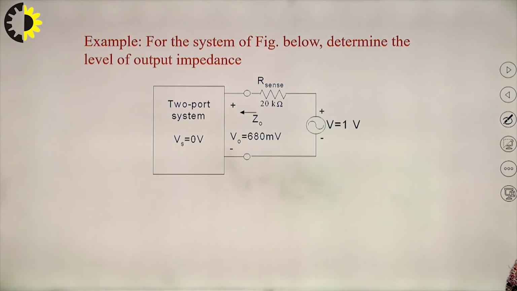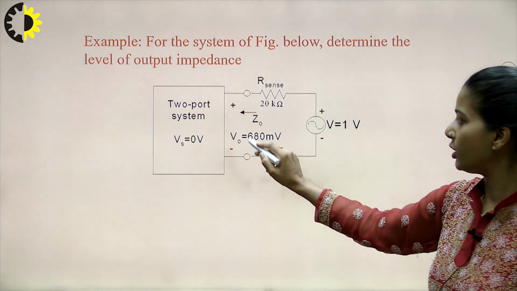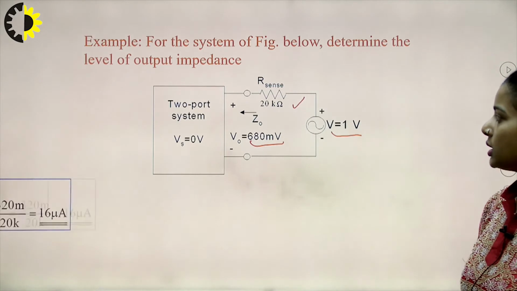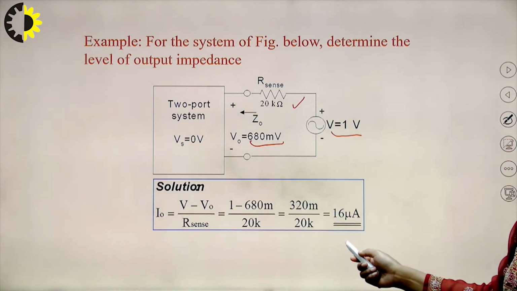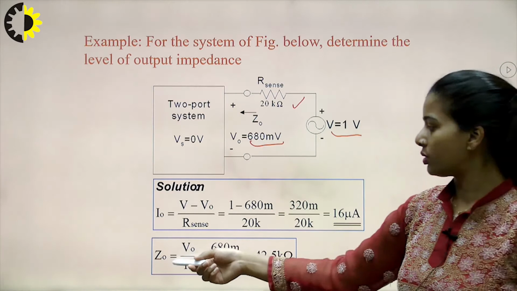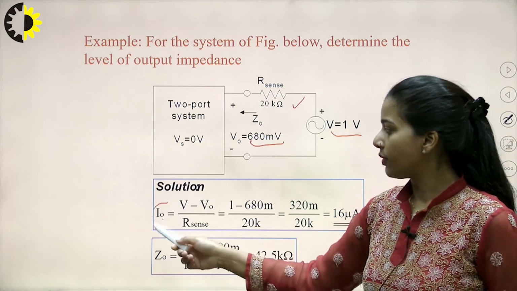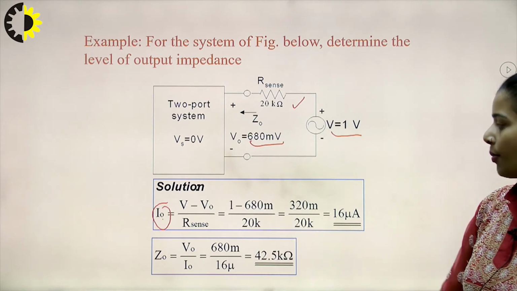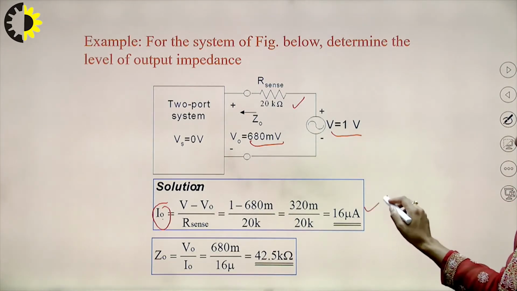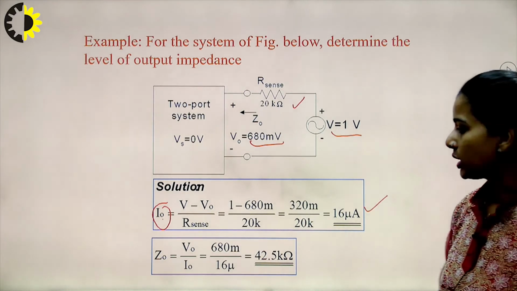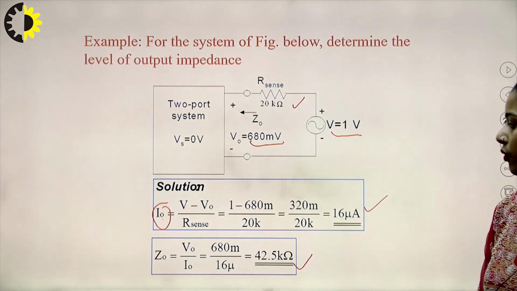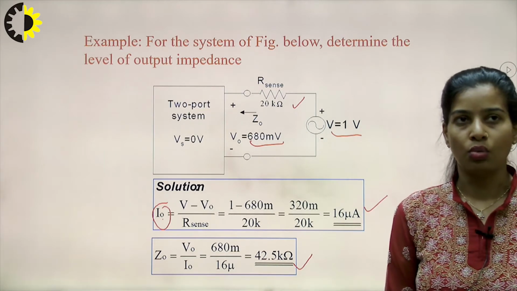This is an example with some numerical values. Here V naught is given as 680 millivolts and V is taken as 1 volt. R sense is 20 kilo ohm. What will be the value of this output impedance? First we calculate I naught. I naught is (1 minus 0.68) upon 20 kilo ohm, so we get 16 microampere. Taking the ratio of V naught upon I naught, we get Z naught as 42.5 kilo ohm.